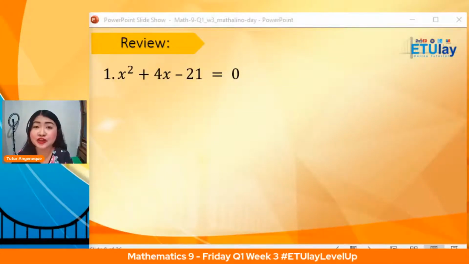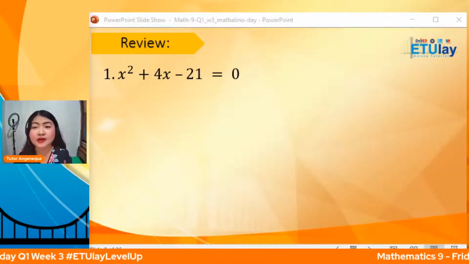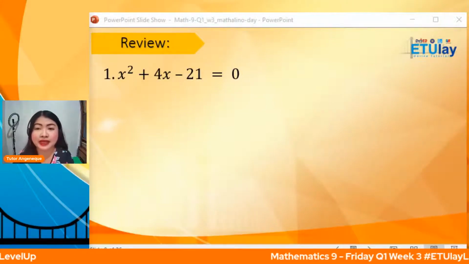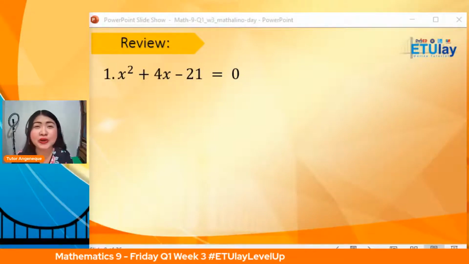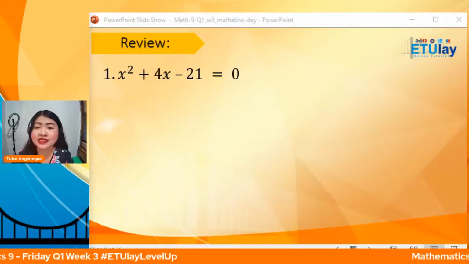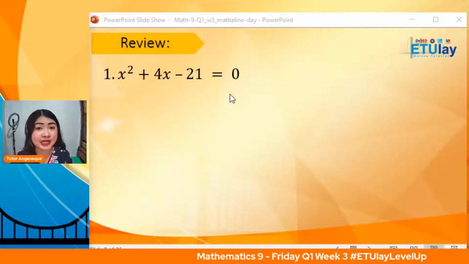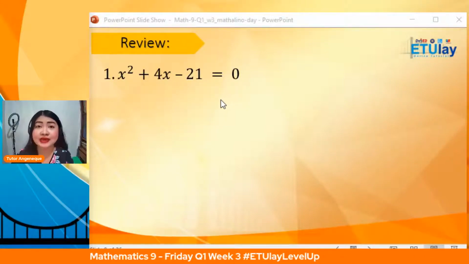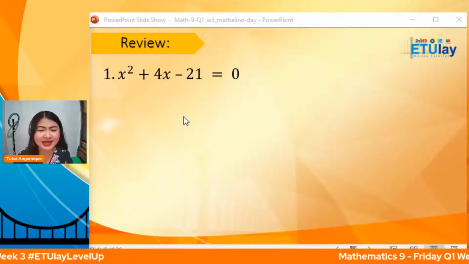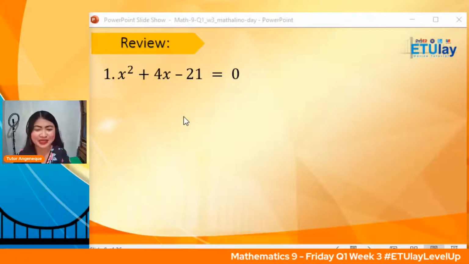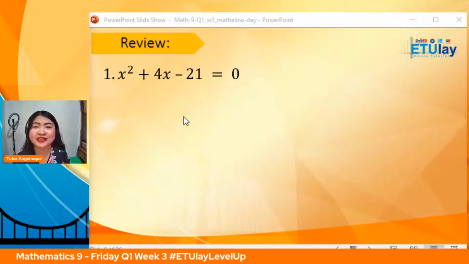Alright, now let's try to solve this one. What is the best or the appropriate way to solve this equation? It may be quadratic formula, extracting the square root, completing the square, or factoring. Since, as you can see, it is in the standard form, ax squared plus bx plus c equals 0, then we can use factoring. Alright, let's see if factoring works. Yes, correct, Alexandra. Factoring method, completing the square, extracting the square roots, and quadratic formula.